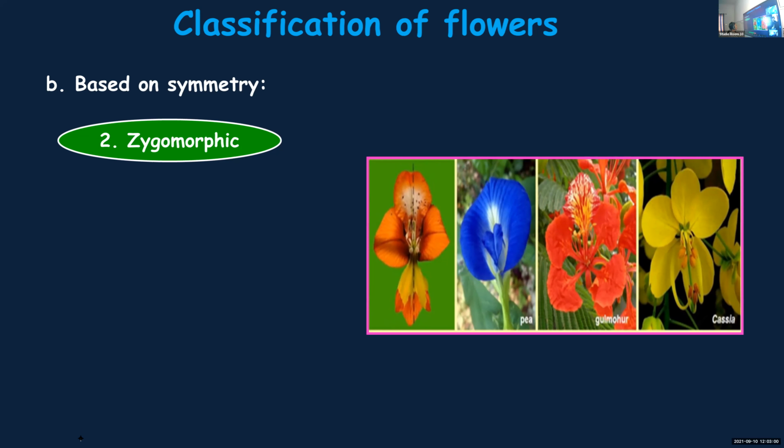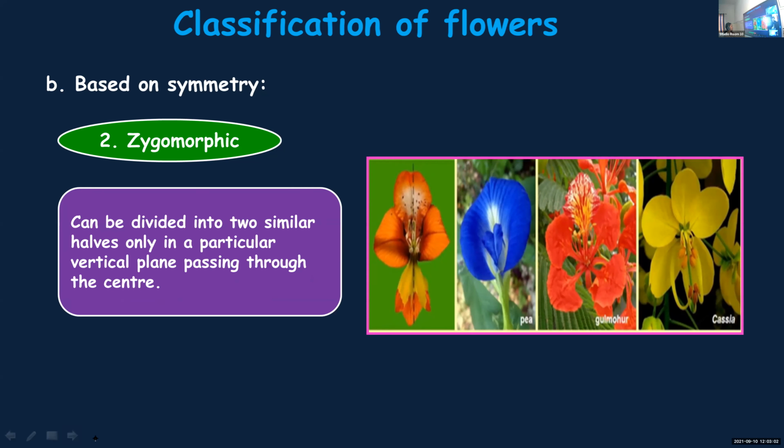Zygomorphic. Zygomorphic is the same as bilateral symmetry. If the flowers can be divided into two similar halves only in a particular plane passing through the center, you can call them zygomorphic flowers. Same thing we learned when we discussed bilateral symmetry in the animal kingdom. So if the flower can be divided into two identical halves only in a particular vertical plane passing through the center, only vertically, you can divide them into two identical halves.